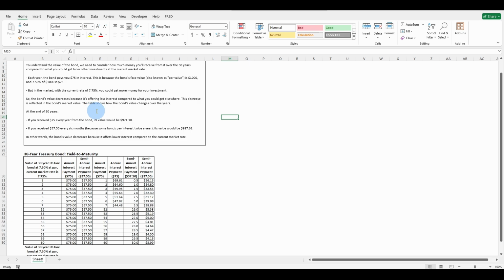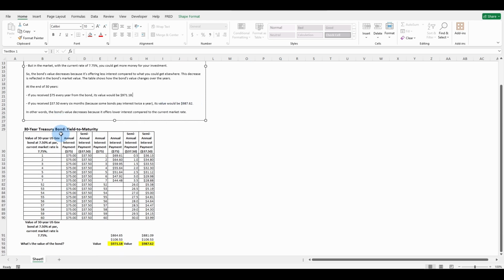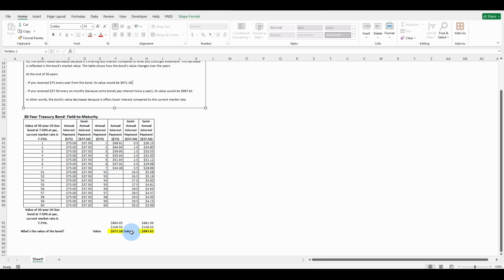The table shows how the bond value changes over the years. At the end of the 30 years, if you receive 75 every year from the bond, its value would be $971.18 today. That means if you sold it today. If you hold on to this for 30 years, this is a moot point. Doesn't mean a darn thing. If you receive $37.50 every 6 months, because some bonds pay interest twice a year, its value would be $987.62. In other words, the bond value decreases because it offers lower interest compared to current market value.